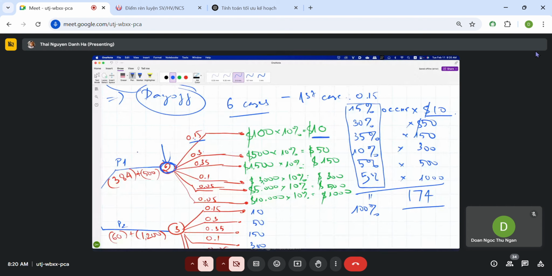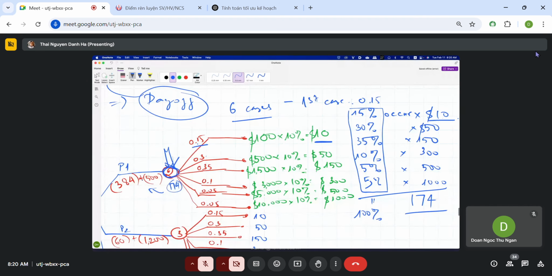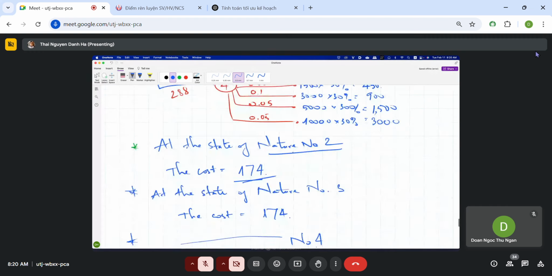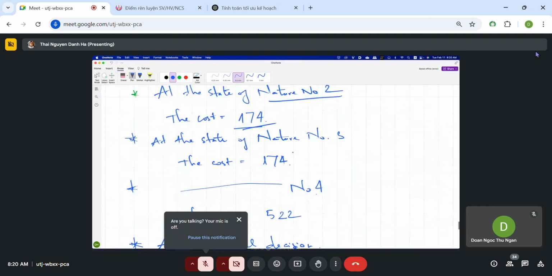In this question, we don't use the value here because we focus on the cost of the medical system. So we need to find out the cost JC McCoy needs to pay annually, right? So here, 174. With the 174 here, we compare with the other ones, and finally we have the final decision here. Okay? Yes. No. Okay. That's it.